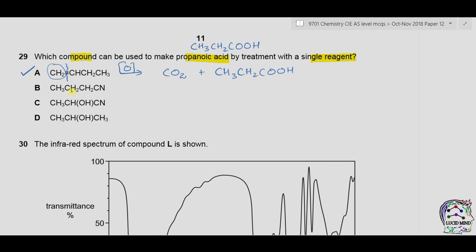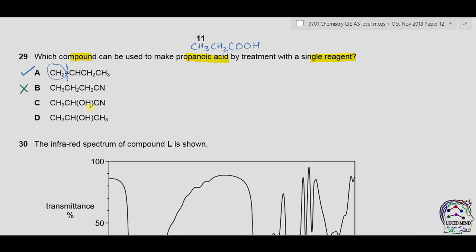In B we have CH3, CH2, CH2CN. This is a nitrile. Now a nitrile can be converted into a carboxylic acid upon acid hydrolysis, with water and acid present. As we have 4 carbon atoms on the reactant side, a 4 carbon carboxylic acid will be formed along with the salt of ammonium. If it is HCl, it will form ammonium chloride. A 4 carbon carboxylic acid is called butanoic acid. It is not propanoic acid, so B is wrong.